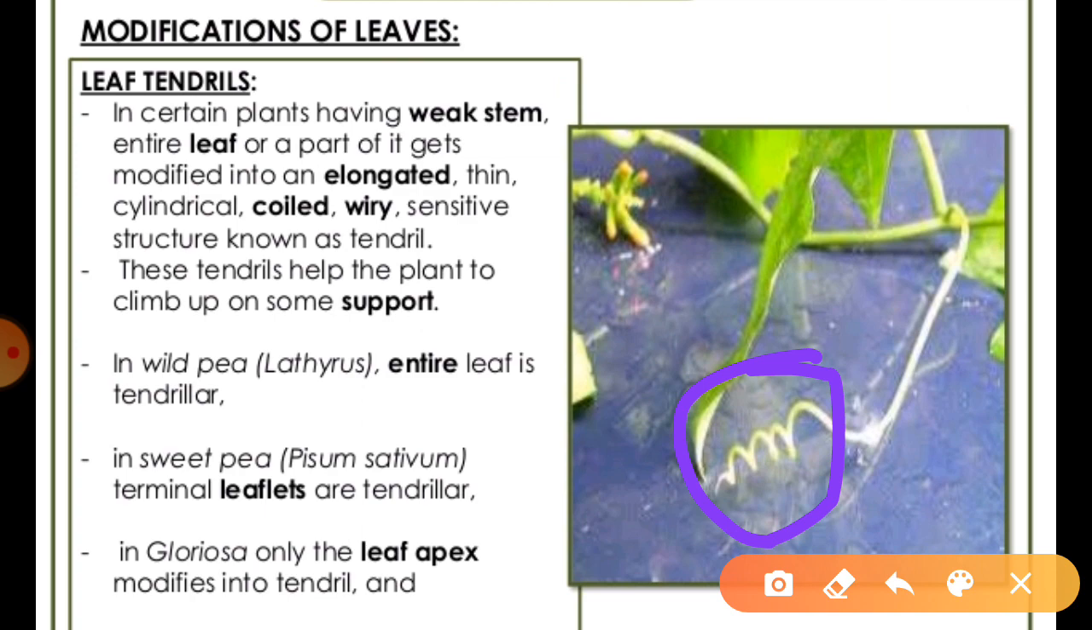Even, there are some plants in which the entire leaf becomes a tendril, like the wild pea. लैथरस प्लांट्स होता है जिसमें कंप्लीटली सारी के सारी लीफ ही टेंड्रिल में कन्वर्ट हो जाती हैं. इन द सेम वे पाइसम सटाइपम, जो हमारे घरों में मटर यूज की जाती है, उसमें भी क्या होता है, the terminal leaflets are tendrils. उसमें भी टेंड्रिल के रूप में कन्वर्ट हो जाती हैं.